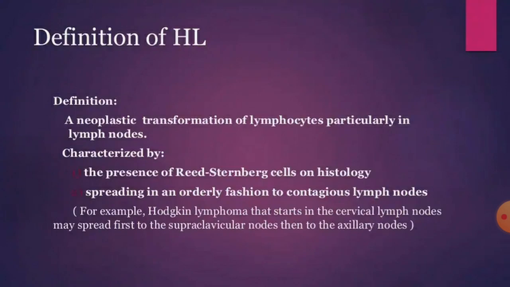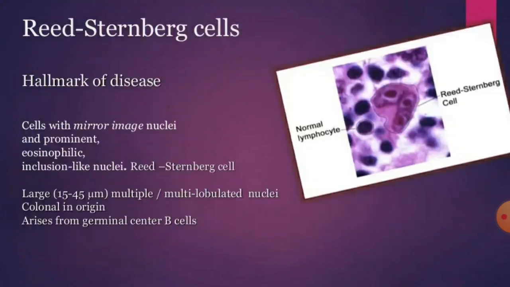Definition of Hodgkin lymphoma: a neoplastic transformation of lymphocytes, particularly in the lymph nodes, characterized by the presence of Reed-Sternberg cells on histology, spreading in an orderly manner to contiguous lymph nodes. For example, Hodgkin lymphoma that starts in the cervical lymph node may spread first to the supraclavicular nodes, then to the axillary nodes. Reed-Sternberg cells are the hallmark of the disease: cells with mirror-image nuclei and prominent eosinophilic inclusion-like nucleoli. Reed-Sternberg cells are large, 15 to 45 micrometers, with multiple multilobulated nuclei, clonal in origin, and arise from germinal center B cells.